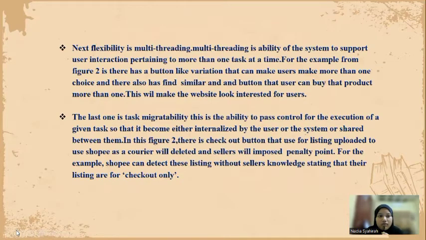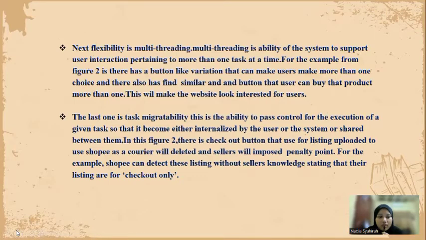Next, flexibility in multi-threading. Multi-threading is the ability of the system to support user interaction pertaining to more than one task at a time. For the example from figure 2, it has button variations that let the user make more than one choice, and there are also similar buttons that the user can use to buy that product more than once. This makes the website look interesting for the user.